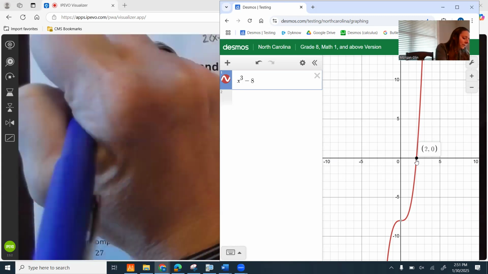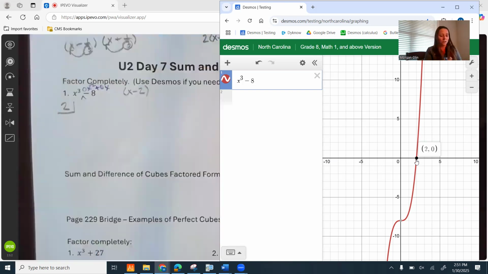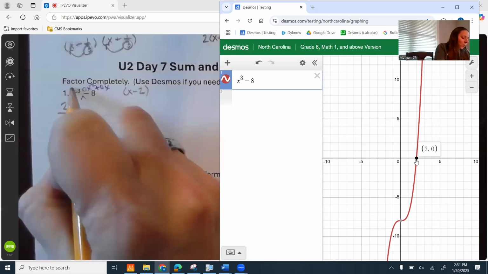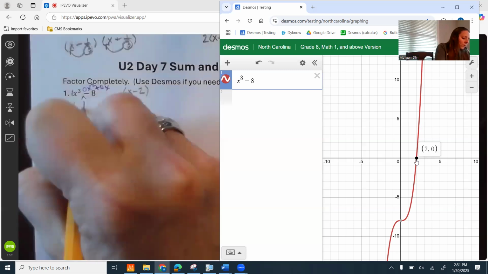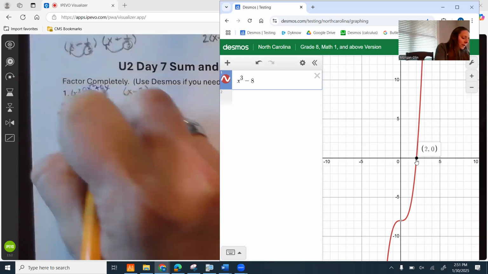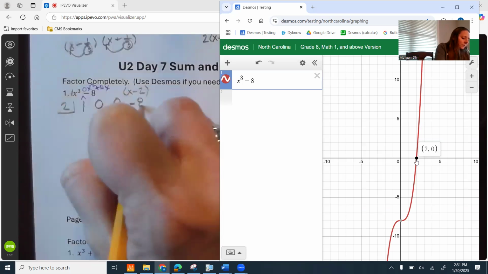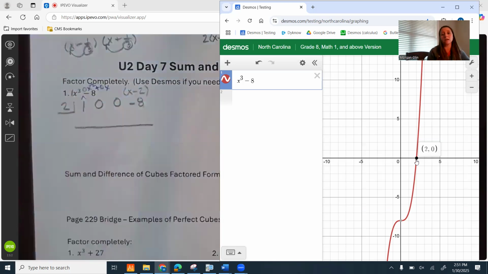Now I have my constant, so I'm good. All right, so now when I write down those, my coefficient here is 1, so make sure you put a 1, and then 0 for the x squared, 0 for the x, and negative 8 for the constant. All right, put a line. If you know how to do this, pause the video and please do it.